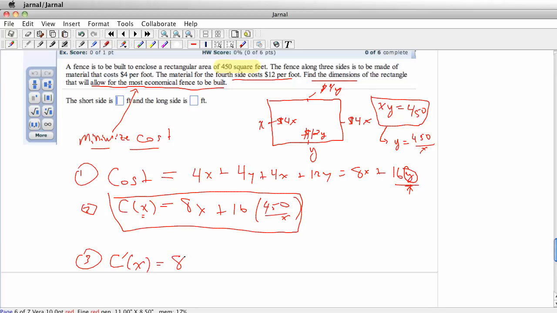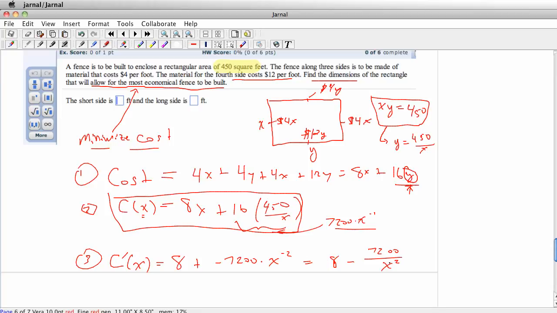The derivative of 8x is 8. It would help here to know that 16 times 450 is 7,200. So this term right here is really 7,200 times x to the minus 1. We think of that 1 over x as x to the minus 1 so that we can use our power rule. So the derivative there would be negative 7,200 times x to the minus 2. And so we're going to have to do some algebra with this, so it makes sense to simplify it. We'll say that's 8 minus 7,200 over x squared.